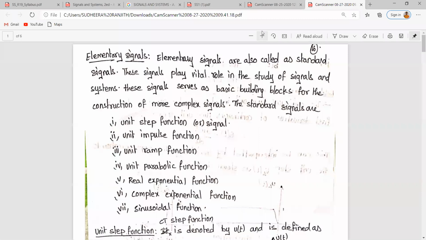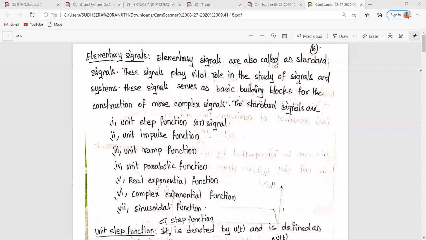Actually, these elementary signals are also called standard signals. As I said earlier, they play a vital role in the study of signals and systems. The most standard signals are the unit step signal and the unit impulse signal. I guess these two things we have already discussed. And the other signals are the unit ramp signal, unit. So the first signal is the unit step signal.